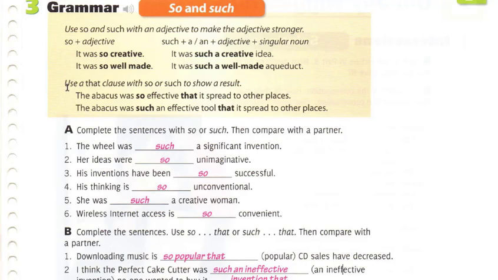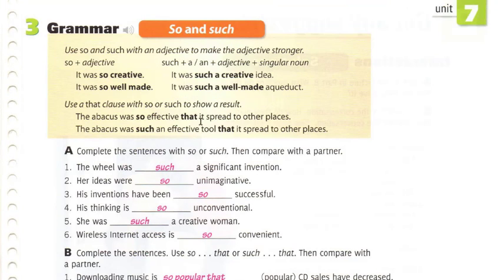Okay. Use a that clause with so or such to show a result. The abacus was so effective that it spread to other places. The abacus was such an effective tool that it spread to other places. Okay. So we divide the reason from the result with the word that.